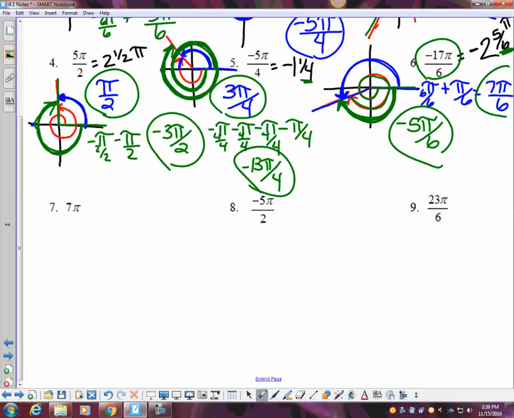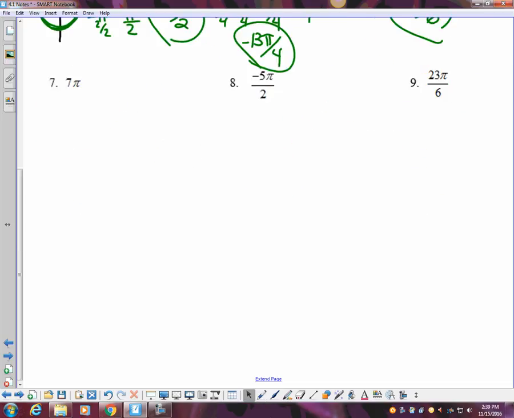Okay, number 7. I love nice round problems like this. This one's fun. Ready? Let's see, red. Okay, here we go. Got to go 7 pi's. 1, 2, 3, 4, 5, 6, 7. Now here's a fun question. Did I loop? Yes, I looped. I looped 1,000 times. Absolutely, I looped.